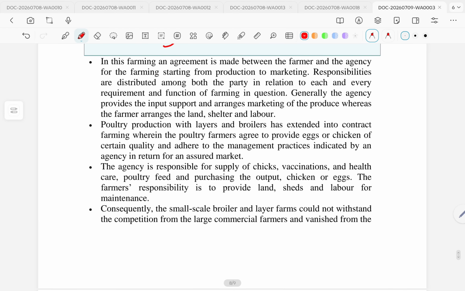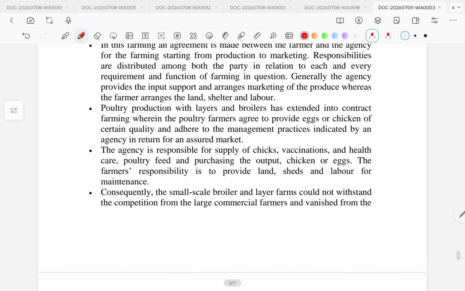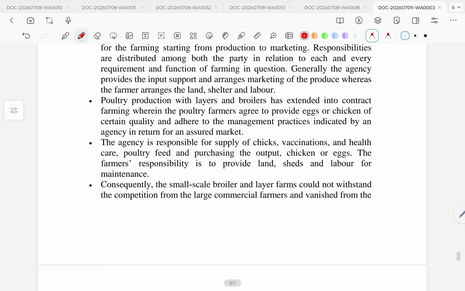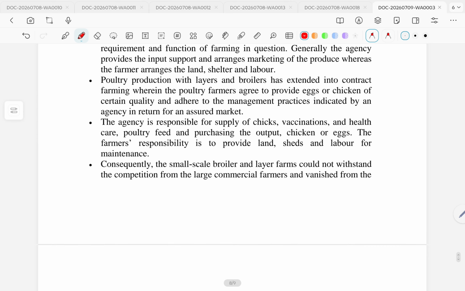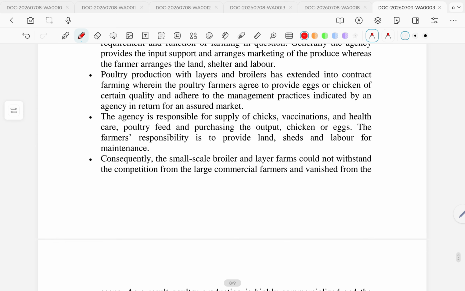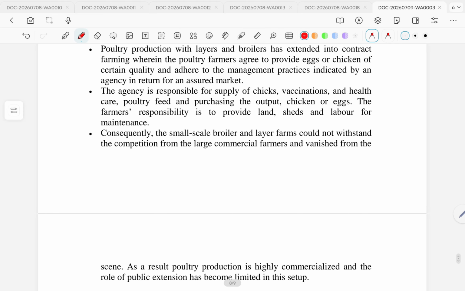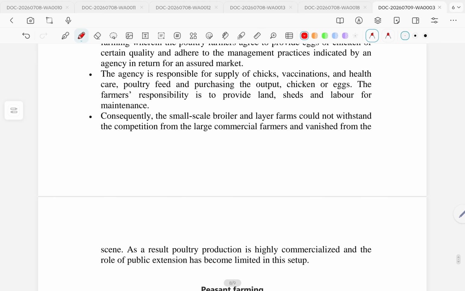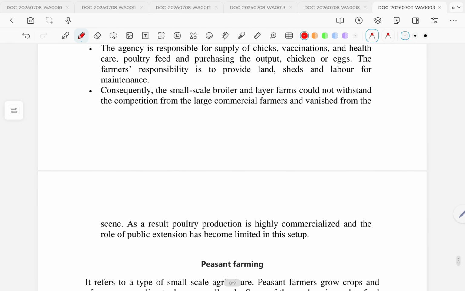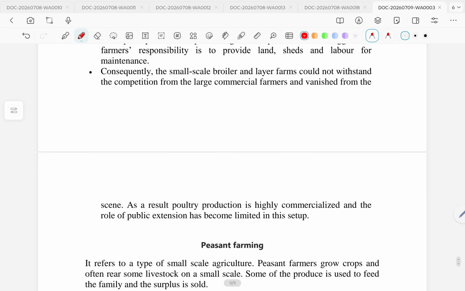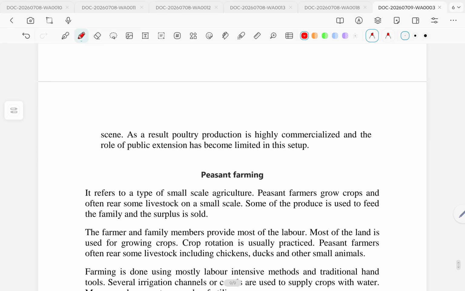Poultry production with layers and broilers has extended into contract farming, wherein the poultry farmer agrees to provide eggs or chicken of certain quality and adhere to the management practices indicated by an agency in return for an assured market. The agency is responsible for supply of chicks, vaccination and health care, poultry feed, and purchasing the output, chicken or eggs. The farmer's responsibility is to provide land, shade, and labor for maintenance. Consequently, the small-scale broiler and layer farms could not withstand the competition from the large commercial farmers and vanished from the scene. As a result, poultry production is highly commercialized and the role of public extension has become limited in the setup.